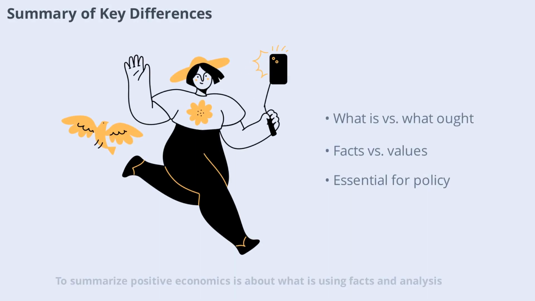To summarize, positive economics is about what is, using facts and analysis, while normative economics is about what ought to be based on values and opinions. Both are essential for understanding and shaping economic policy. Knowing the difference helps us engage more effectively in economic debates.